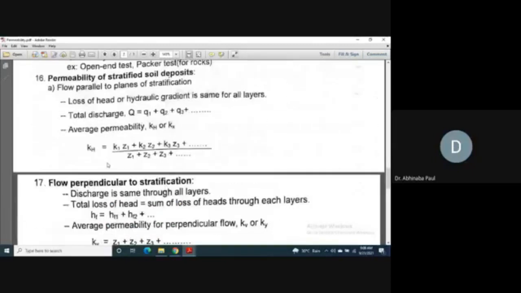Now, permeability for stratified soil. When we talk about layered soil, layered means the soil properties are not the same. Like 1 meter is one layer, the next 1 meter is another layer. Like that, we have different kinds of layered soil. When the flow is parallel to the plane of stratification, parallel to the layers, the formula comes. You see this K1 is for layer 1, so layer 1 permeability and layer 1 thickness. So we have this formula.